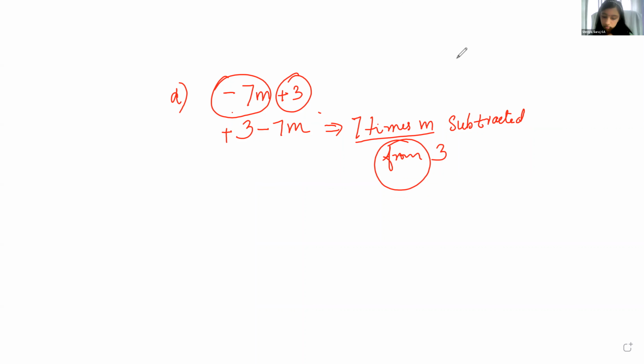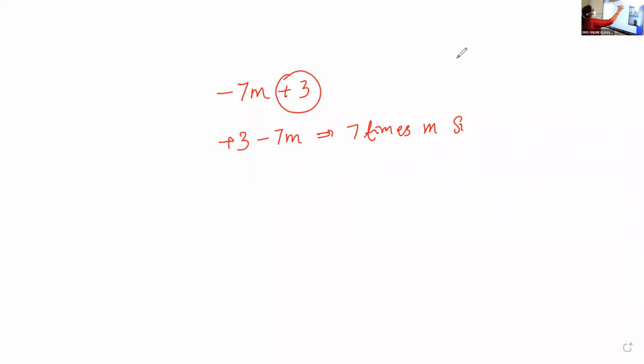One minute, I'll explain one more time. See, negative 7m plus 3. Listen carefully here. Who is the positive number? 3 is positive, so I wrote that positive number first. Who is the negative number here? Negative 7. So I rearranged it, positive and then negative. Now I will change it as 7 times m, since it is a subtraction, 7 times m subtracted from whom?